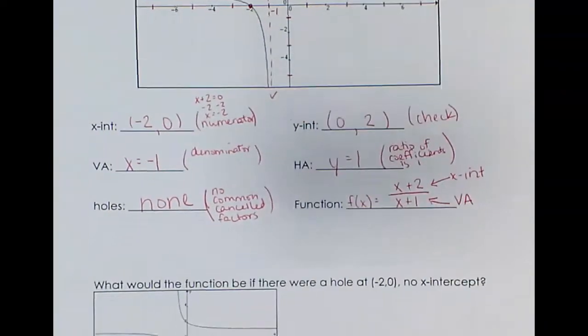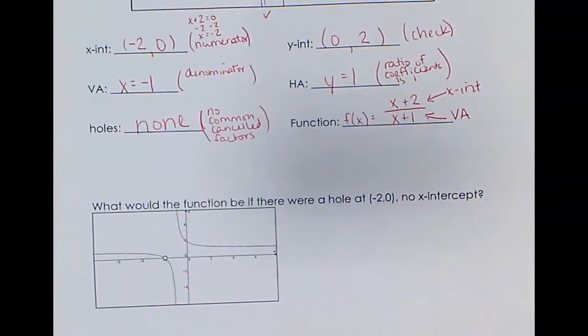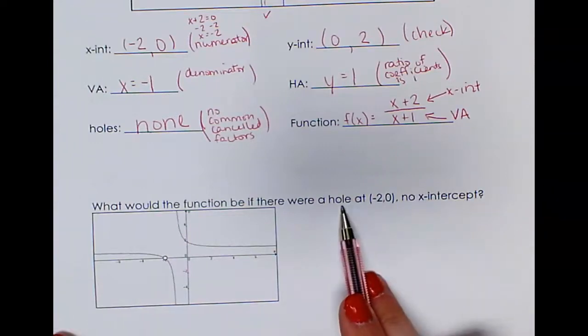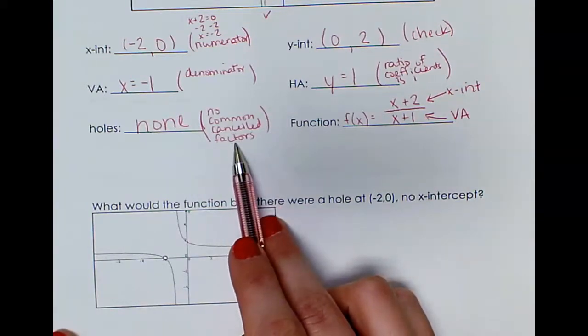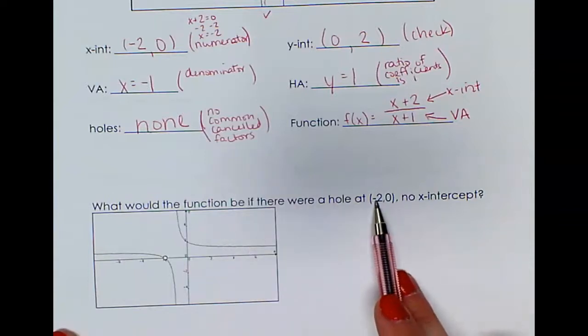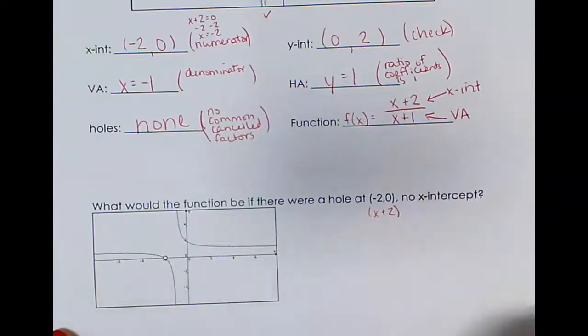So let's go down to the next question that says, what would the function be if there were a hole at -2, 0 and no x-intercept? Well, when there's a hole, what does that mean is happening in your function? That means that there are canceled factors. So the opposite of -2 would be a +2, so there would be an x plus 2 repeated on the top and the bottom of the function.